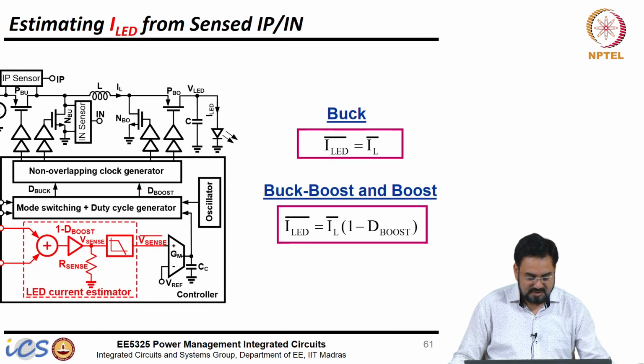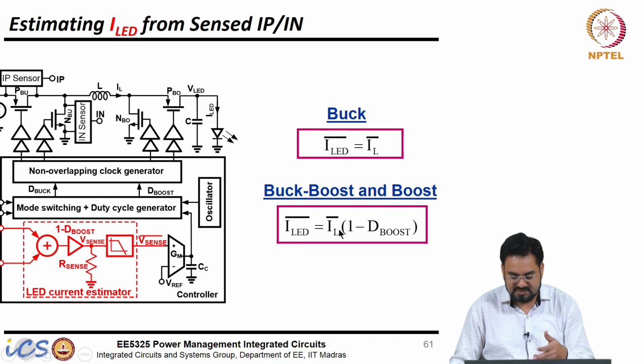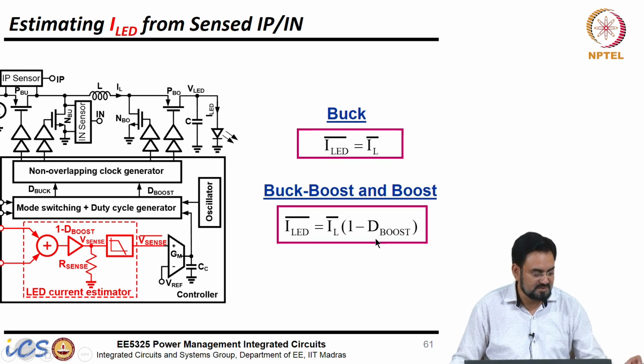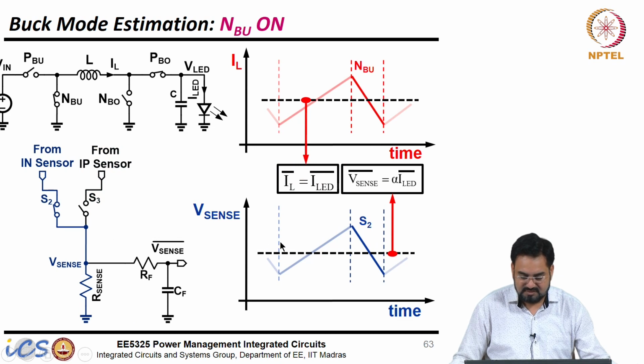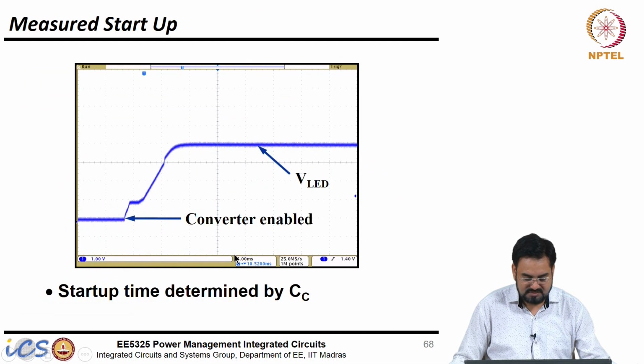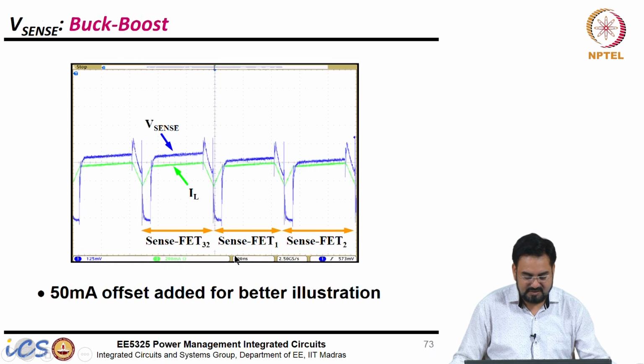Okay. So, for the rest of this, I think we are running out of time. After sensing, how you scale: you are multiplying by 1 minus the D boost ratio, and this is how we are doing it. This is your chip. I do not think we need to talk about the chip here.